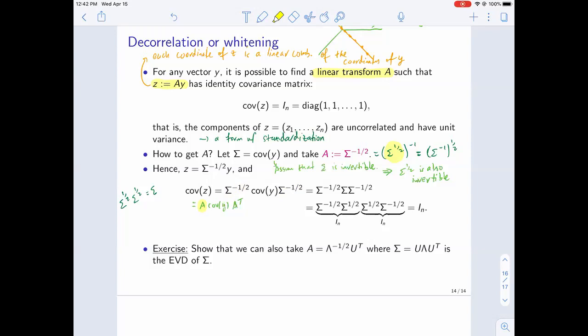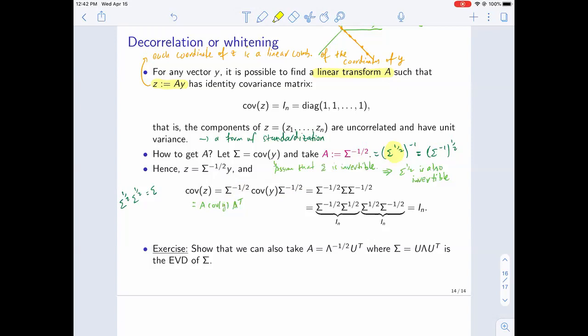It is symmetric? Yes. I'm not going to ask you why because you probably know. If you go back, the way we define it is that this is the symmetric square root. There are other ways of defining a square root, but there is a unique symmetric one. So by definition, this is symmetric.